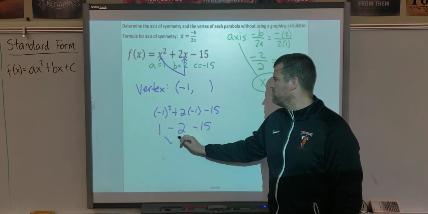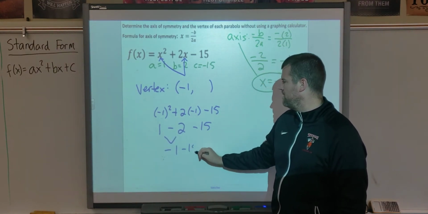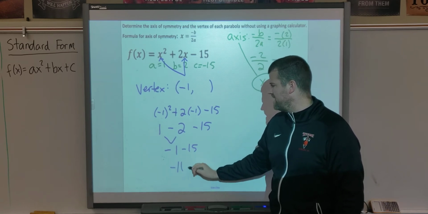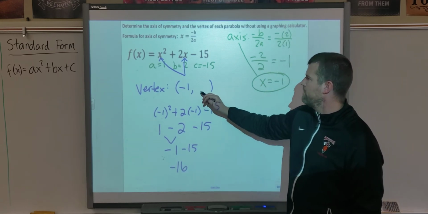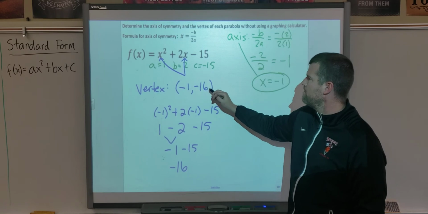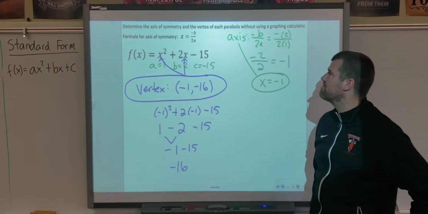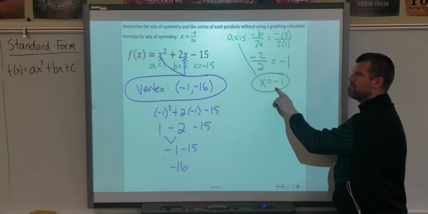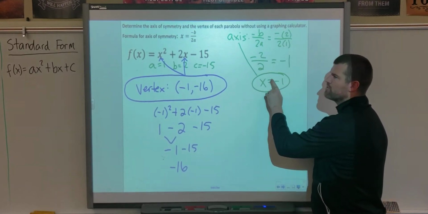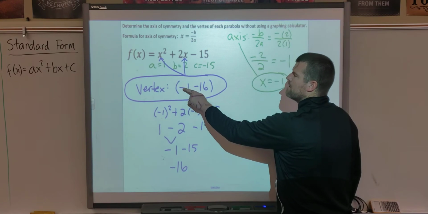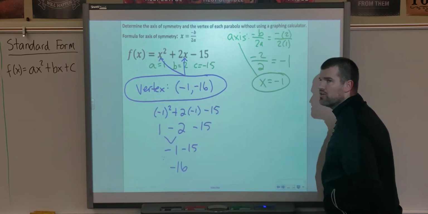1 minus 2 is negative 1. Negative 1 minus 15 is negative 16. So our vertex is at negative 1, negative 16. So axis of symmetry, find that first. Once we find the axis of symmetry, we know we have half of the vertex, and then plug that x in to get your y.